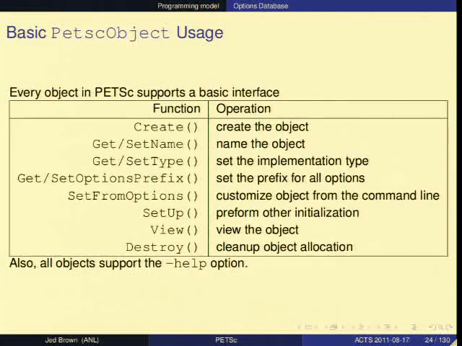Essentially, for every object in PETSc, you have a create, you have ways to name it if you want, and set the prefixes so you can refer to them. Naming is mostly for output. You can set the type, because there's usually lots of different implementations, and the types that are valid can be from plugins that get loaded afterwards.